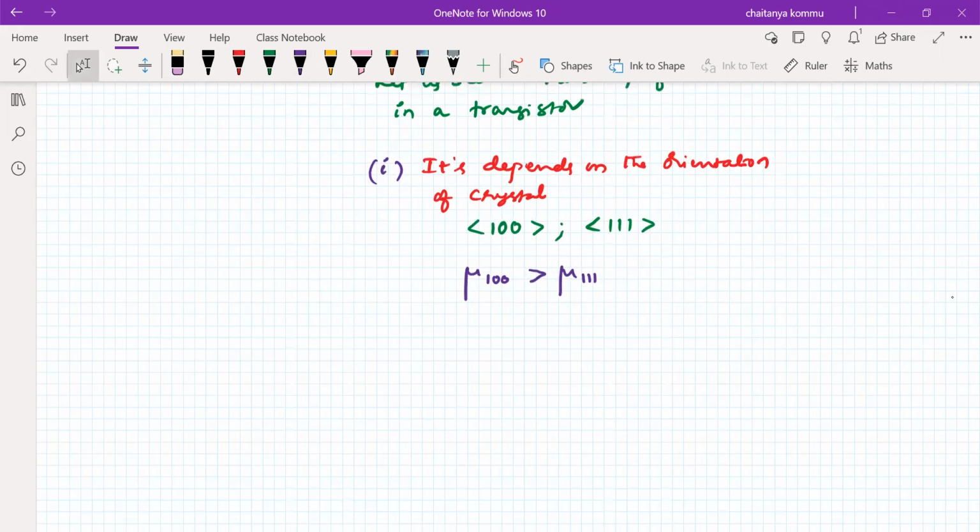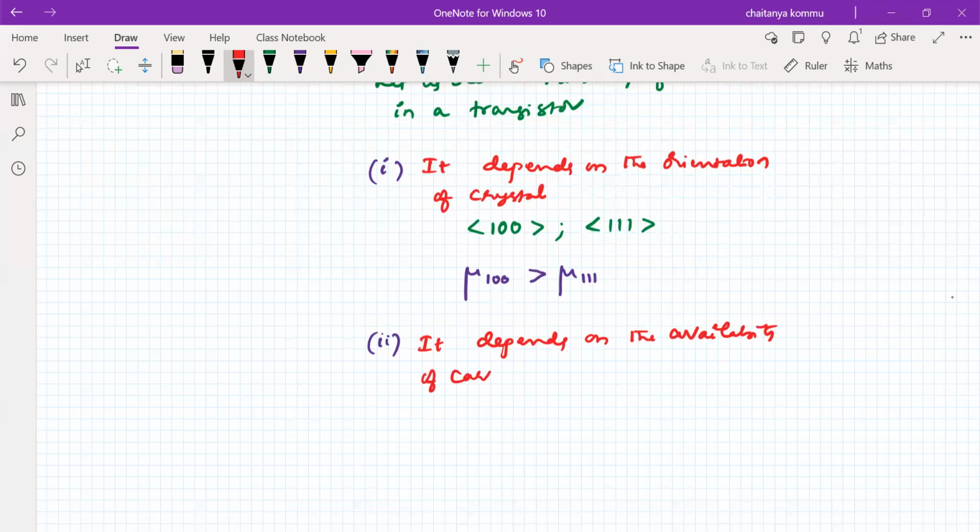The second point is where the carrier is available in the transistor, whether the carrier is available in the bulk, or in the channel, or at the surface. So it depends on the availability of the carrier in a transistor.